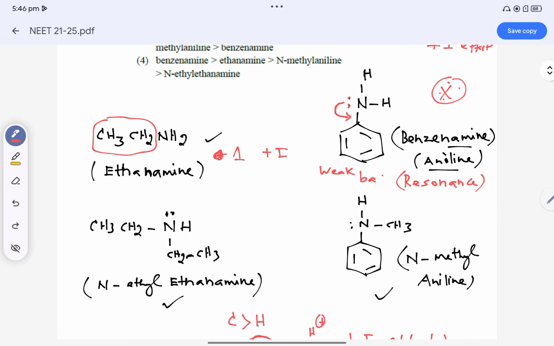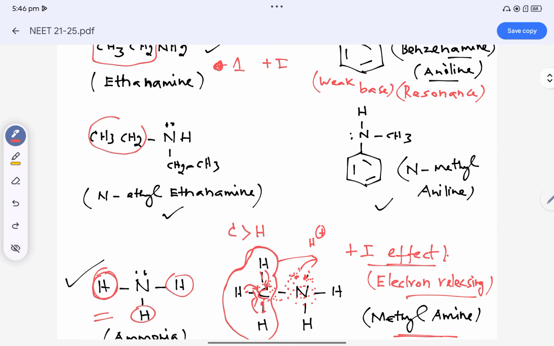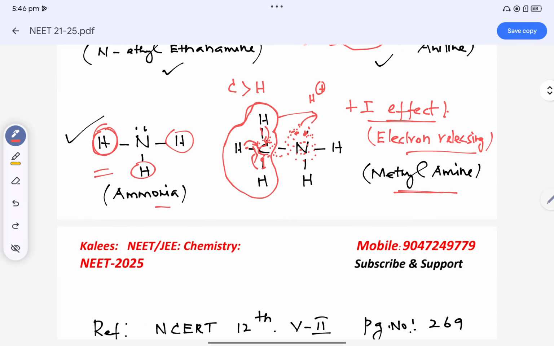Clear? Next, here we have two substituents, two ethyl groups, so I say 2 plus I effect. Here a methyl group is there, and at the same time you have a phenyl group, which also has a minus I effect. Due to the presence of the methyl group, this one has 1 plus I effect. So on the basis of the discussion, I am going to arrange the order.